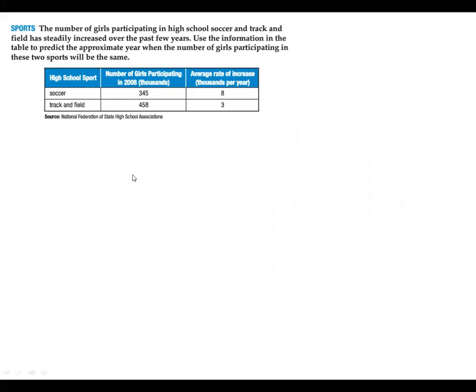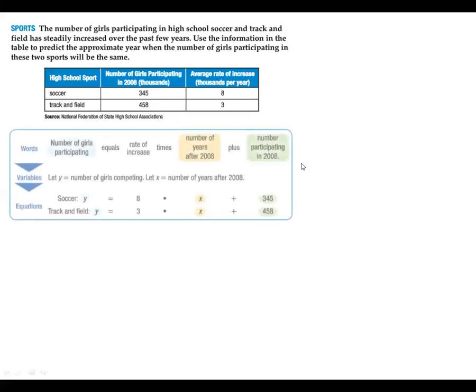So the number of girls equals the rate of increase times the number of years plus the number participating in 2008. So think of it like 2008 is your starting point. So for soccer, it'd be 345. And each year they add 8 more. So 8 times the number of years.